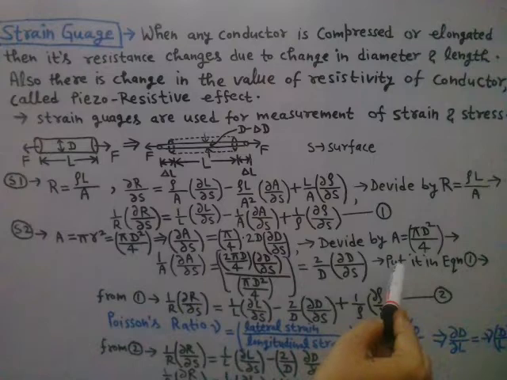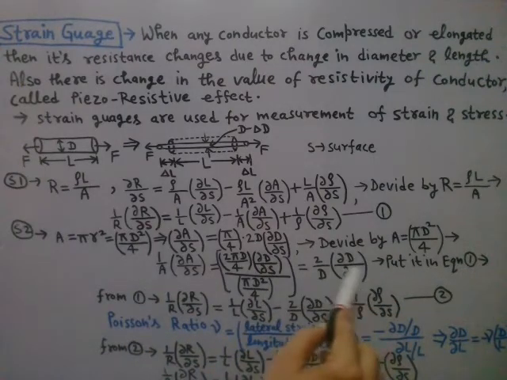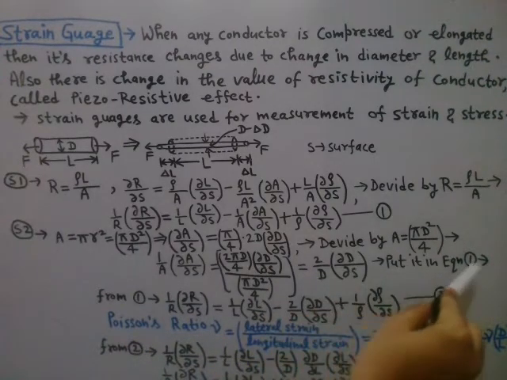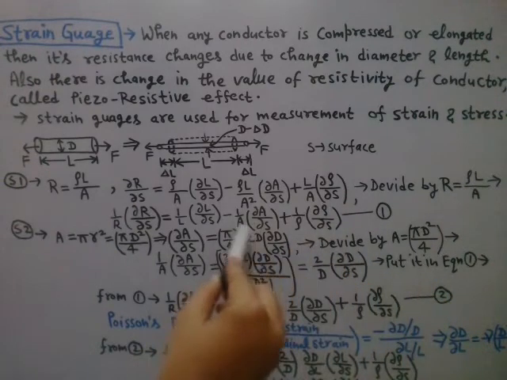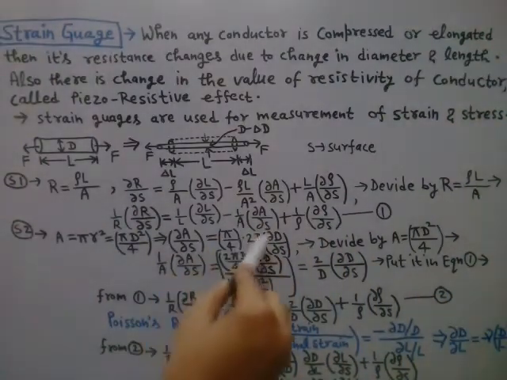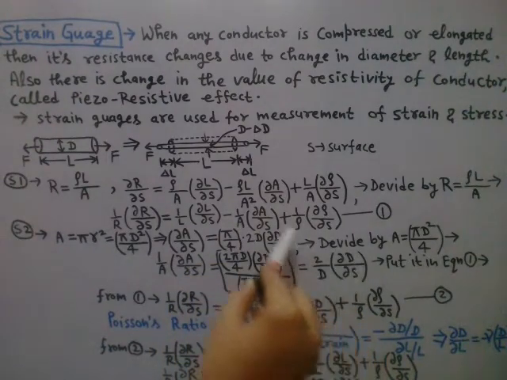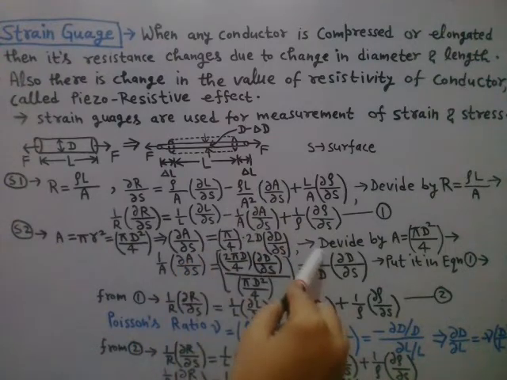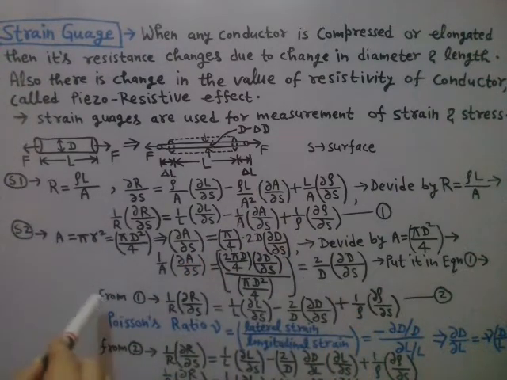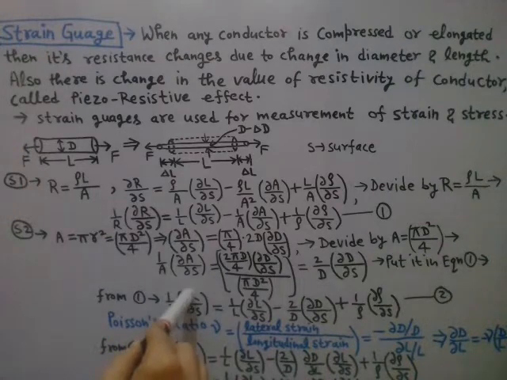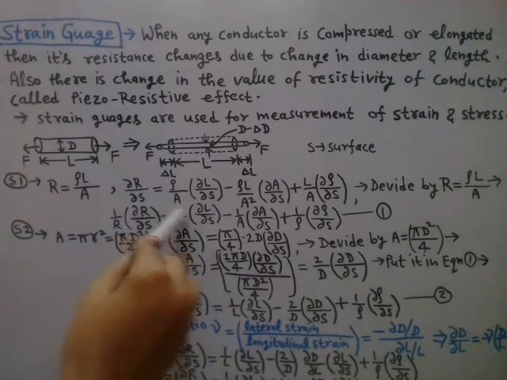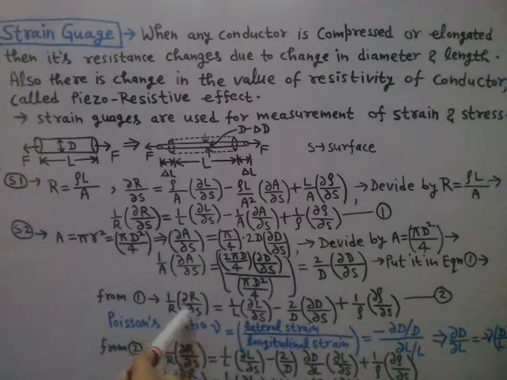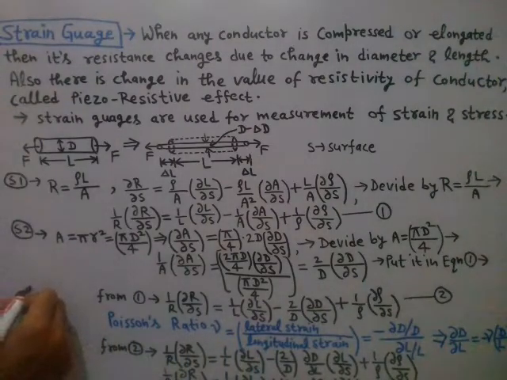So now put this 1 by A del A by del S is equal to 2 by d del D by del S in equation number 1. So here in this equation number 1, in place of 1 by A del A by del S, you put 2 by d del D by del S. So from equation number 1 you will get 1 by R del R by del S is equal to 1 by L. Let me call this step number 3, right?